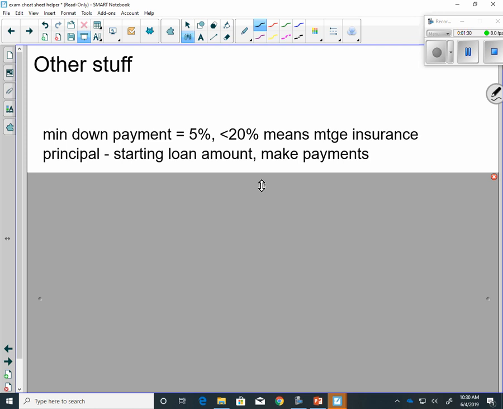Okay, here's a word you need to know, the principal. It is the starting loan amount. And then after that, you make payments, right? So if the home is worth $100,000 and you put down 5%, a $5,000 down payment, your principal is $95,000. And you make payments after that.